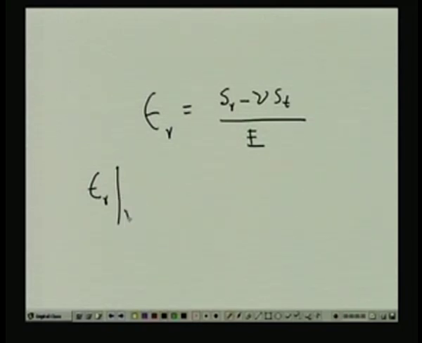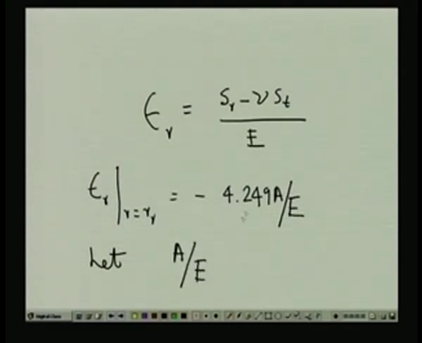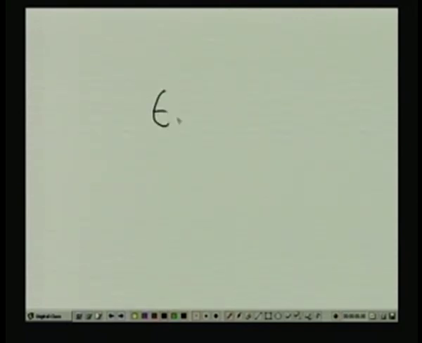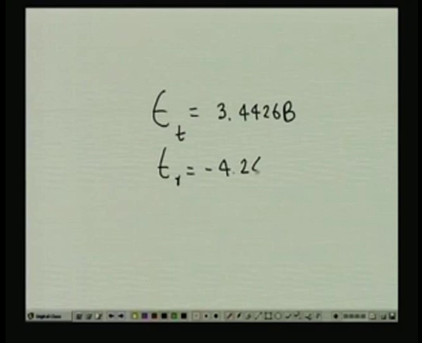And radial strain epsilon R equal to SR minus nu ST by E. So, epsilon R at R equal to RR is minus 4.249 A by E. Suppose this is represented by B, then you will know that epsilon T will be given by 3.4426 B and epsilon R equal to minus 4.249 B.